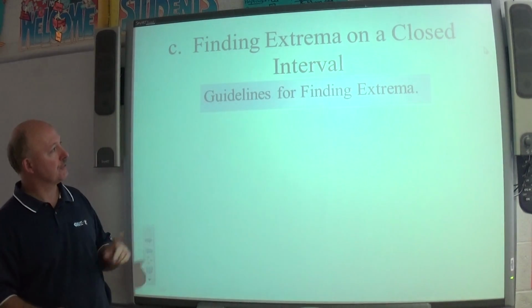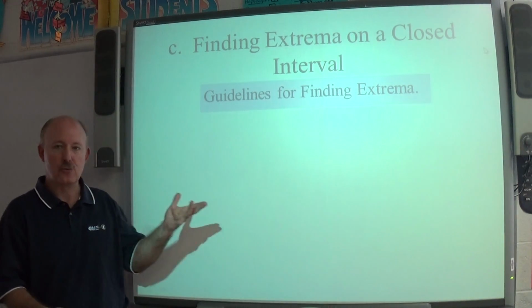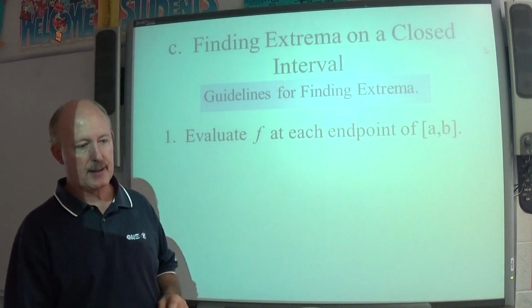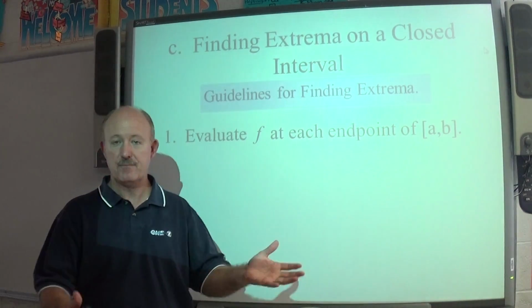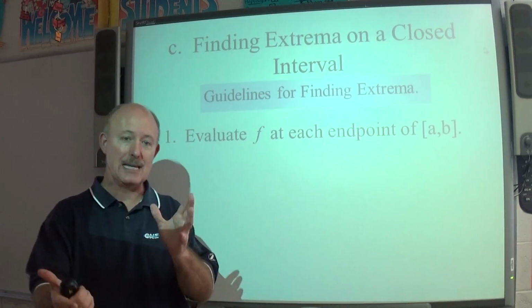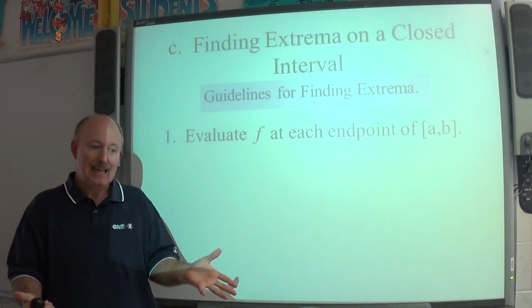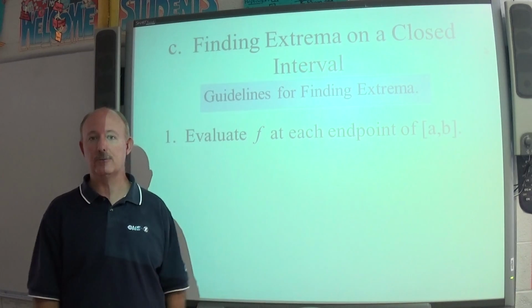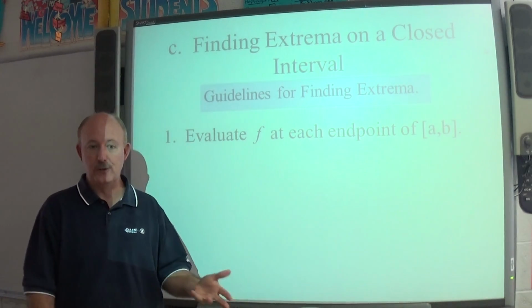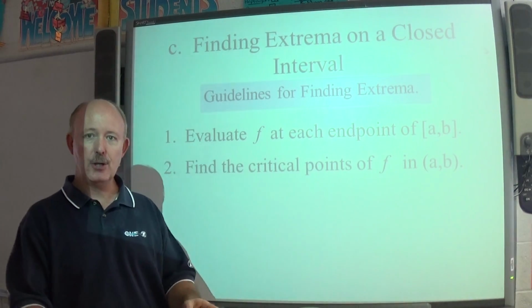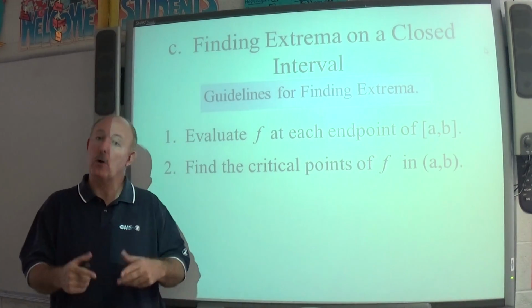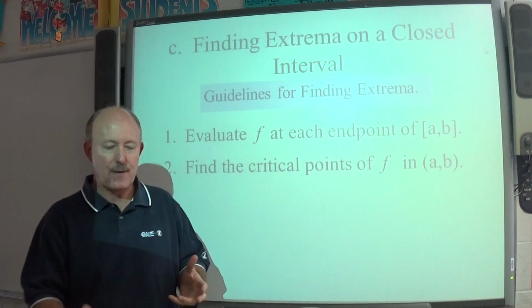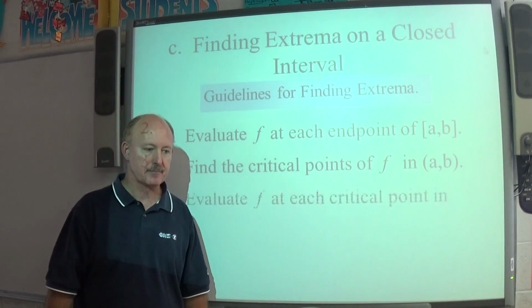So, some guidelines for finding extrema, maximum or minimum points. Number one, evaluate the function at the endpoints. So find the endpoints first. Remember, the endpoints can be maximum or minimum points, so you're going to have to evaluate the endpoints. I can go ahead and do that first if it's a closed interval. Number two, find all critical points, or all critical numbers we call them. So find all critical points on the curve.